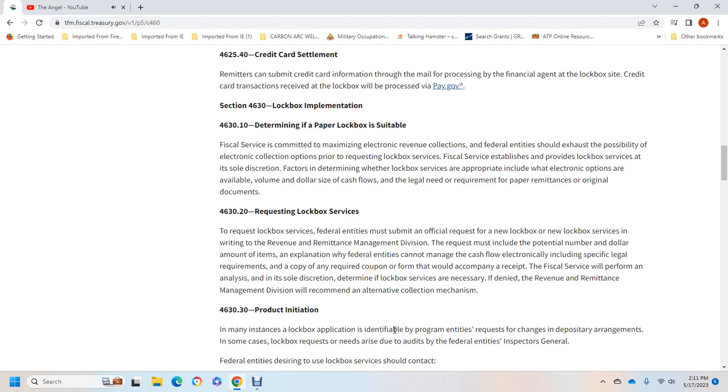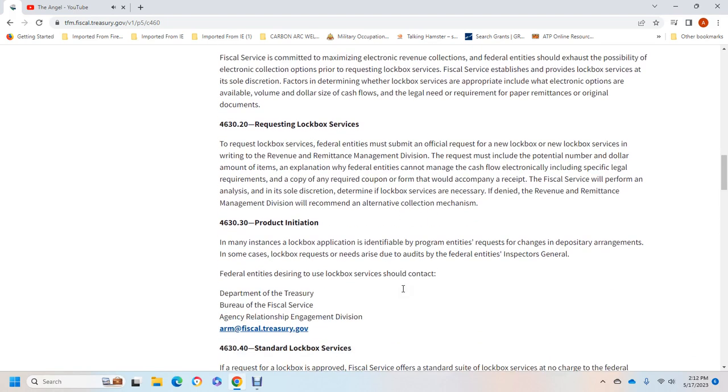Section 4630.20, Request of the lockbox service. To request lockbox service, the federal entity must submit an official request for the new lockbox service in writing to the Revenue Remittance Management Division. The request must include the potential number and dollar amount of the items. Explanation: federal entities that cannot manage the cash flow electronically must include specific legal requirements and a copy of any required coupon form that will be accompanied with the receipt. Official services will perform an analysis at its sole discretion to determine whether lockbox service is necessary. If deemed unnecessary, the Revenue Remittance Management Division will recommend an alternative collection mechanism.